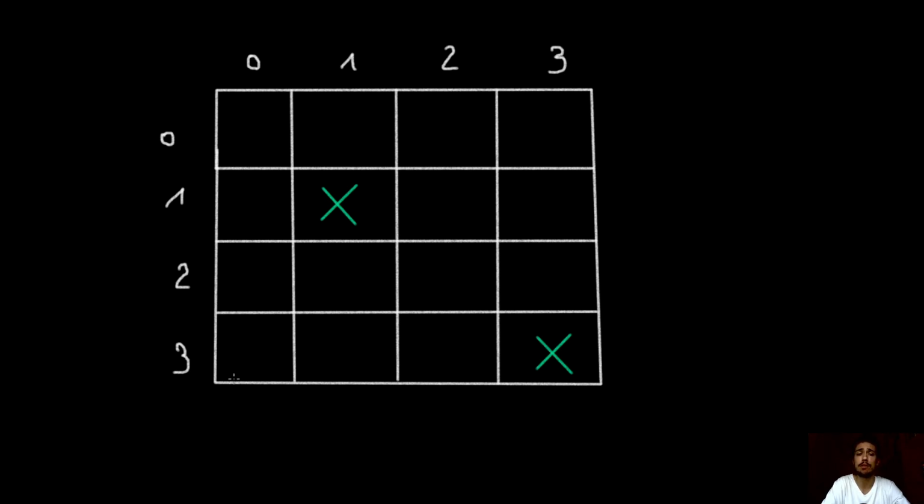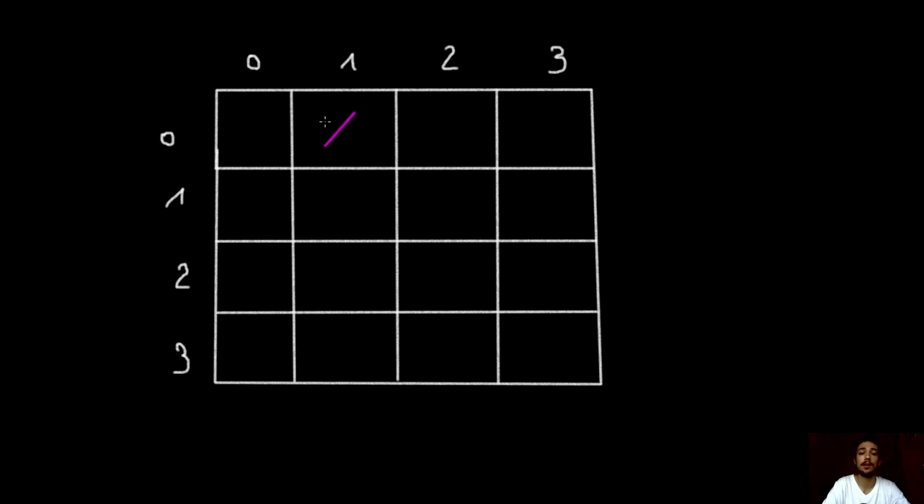Keep in mind, if we subtract this row, which is the row where we place this queen, and this row, which is the row where we place this queen, this gives us 2, right? In the same way, if we subtract this row and this row, 3 minus 1, this also gives us 2. So the absolute value of the subtraction of the rows is equal to the absolute value of the subtraction of the columns. Therefore, we have a conflict. This is the way to verify that we have a conflict.